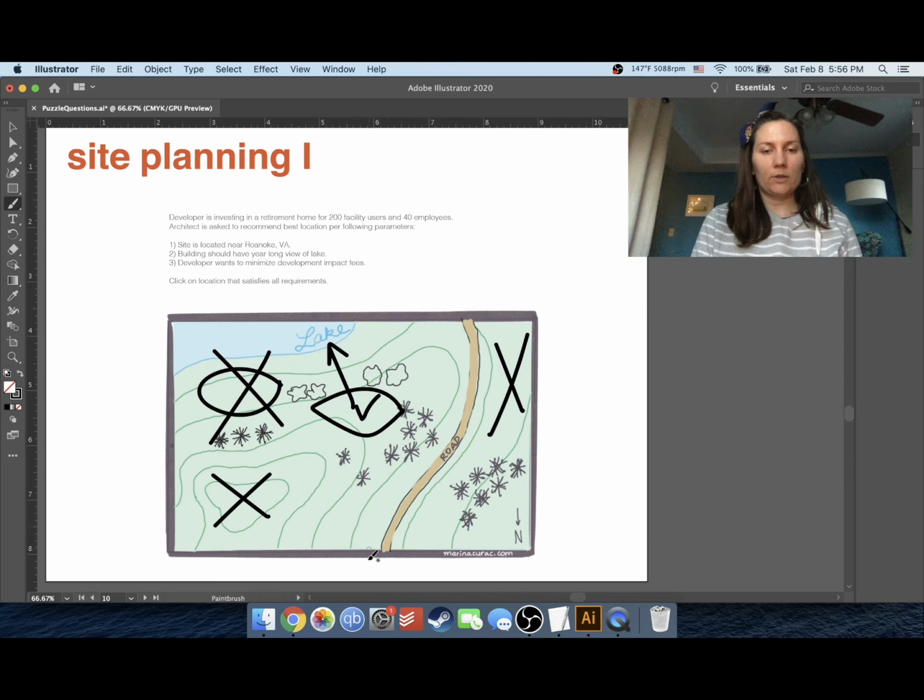You want to keep closer to the road so that you don't really have to spend a bunch of money for branching the road into there and covering all the utilities and everything else that falls into the development impact fees category. So yeah, pretty easy, right?